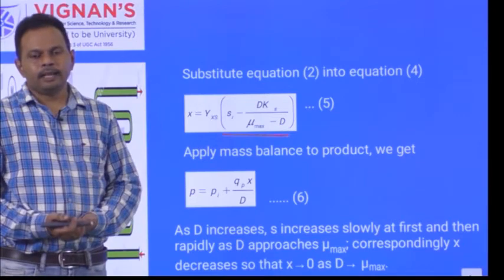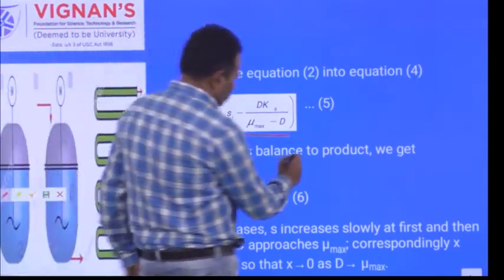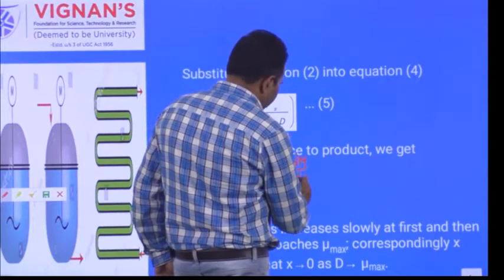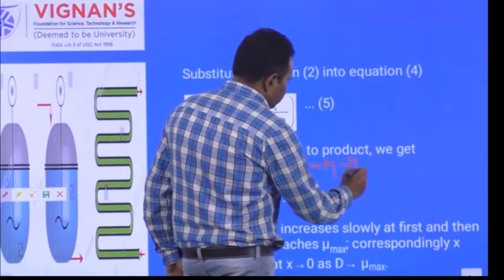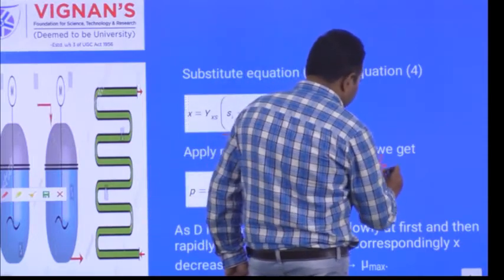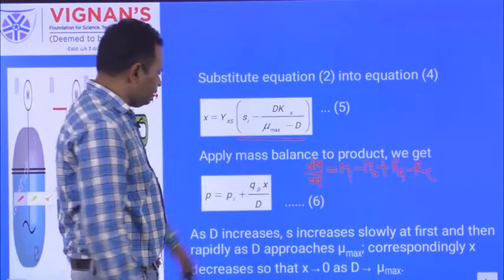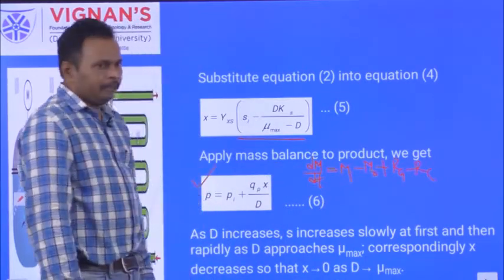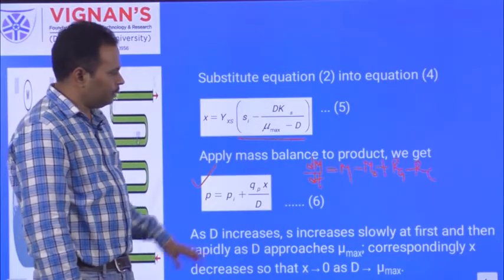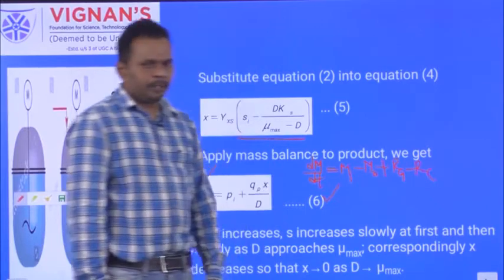Similarly, you can apply the mass balance over the product by taking dm/dt equal to, again the same equation, dm/dt = m_i minus m_0 plus r_z minus r_c. When you apply this to the product, you obtain this equation as the final product: P is equal to P_i plus q_p by x into D. This is equation 6 when you apply the mass balance over the product.